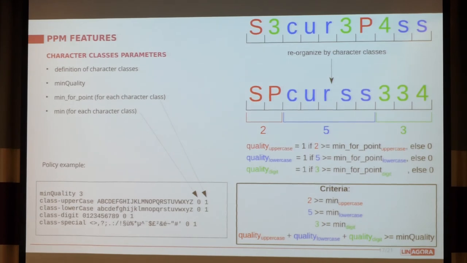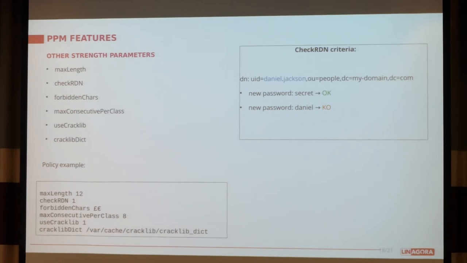The PPM also defines some other features. First, a maximum length parameter, which we mostly use for compatibility reasons. It also defines a check that the password does not contain any word from the relative distinguished name, the checkRDN criterion. It also defines a set of forbidden characters, and a maximum number of characters for a specific class. And it specifies also the check against cracklib, which is a famous password cracking library based on dictionaries. So in this example, you have a maximum length of 12, for example. You must not contain any monetary symbol, and you must pass the checkRDN and cracklib criteria.